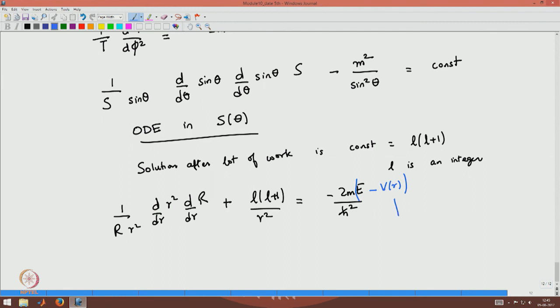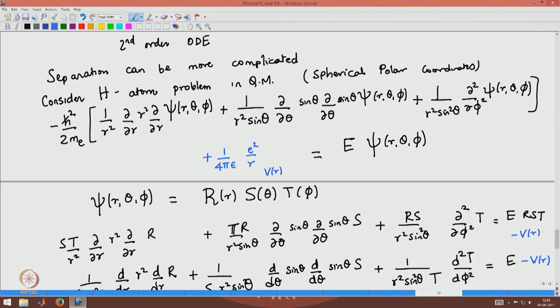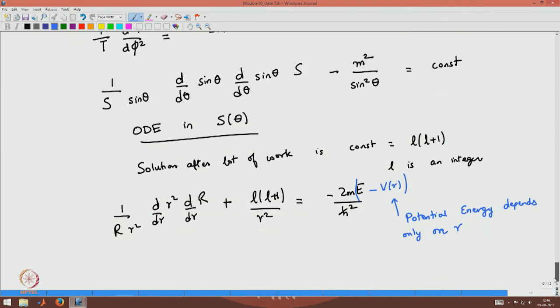The potential energy term depends only on r, only on the radial coordinate, and it should have a minus sign. This is the attraction between the electron and the nucleus. All right, so finally this is the radial part of the Schrodinger equation. This is an ODE in R of r.